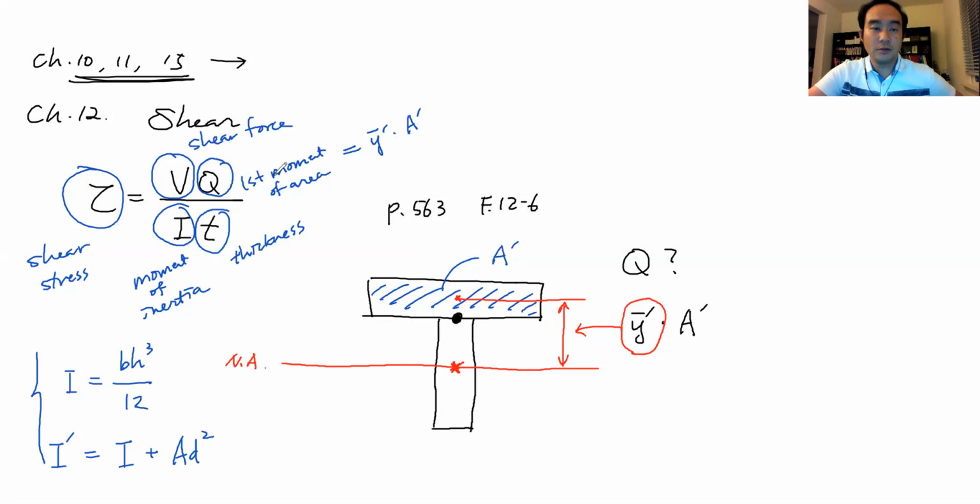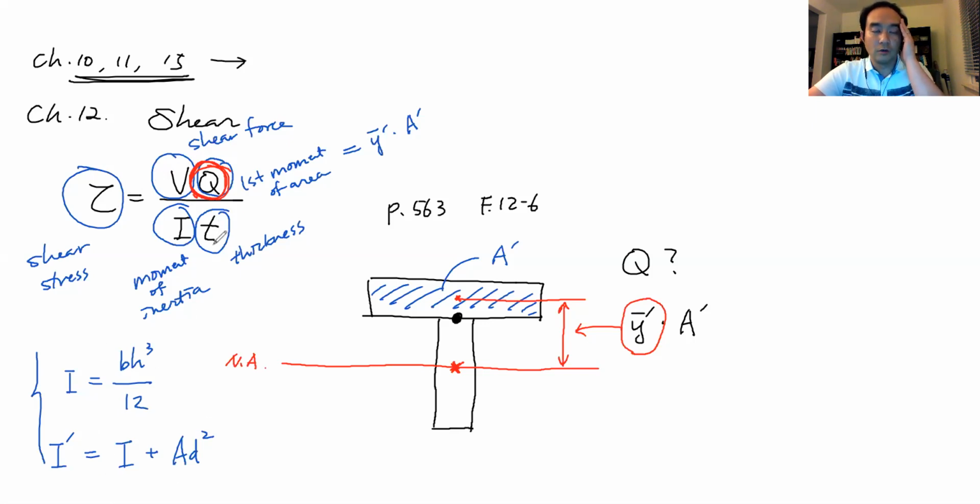And this Q is the most confusing part. Everything else is straightforward. Usually the shear force is given, and then you find the shear stress. Otherwise, you have a shear stress given, and you need to solve for the shear force. Moment of inertia, you can easily find using these 2 equations.